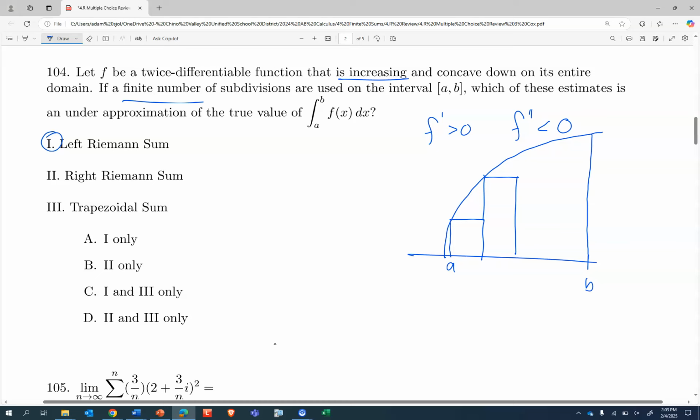And then a trapezoidal sum, this one isn't obvious. The trapezoidal one has to do with concavity. So if you draw in a trapezoid, you can see, even if we just do one, that will be an under approximation, so 1 and 3 only.